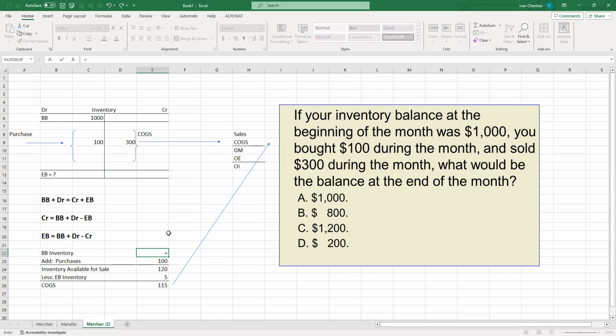Our beginning balance is 1,000. Our purchases are 100. How many do we have now? 1,100. What's our less? In this case, we're going to switch them. We're going to move it to the credits, and that will be our ending balance. It's just a little modification of the formula. Now this one is equal to that one. So what happens with the ending balance?